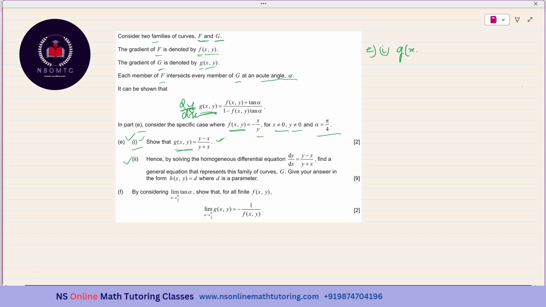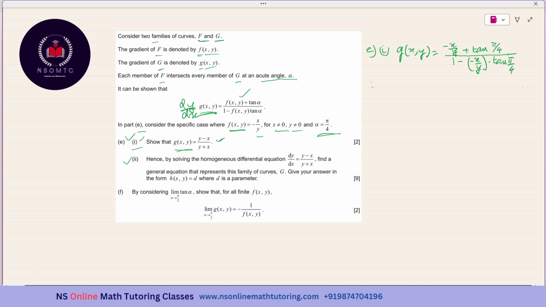g(x, y) is equal to, in place of f, I will be writing negative x over y plus tan pi over 4, because alpha is pi over 4, divided by 1 minus x over y times tan pi over 4. And tan pi over 4 is 1.